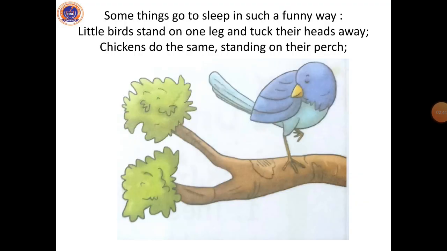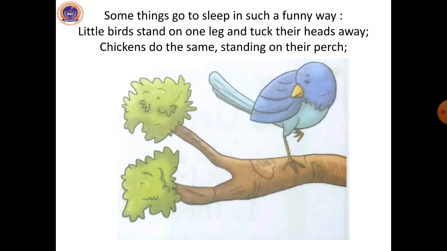The first one is the little birds. You can see on the screen the picture of the little bird. Now, how do the little birds sleep? The poet is saying that the little birds, while sleeping, stand on one leg and tuck their heads away. So, have you seen a bird sleeping? Yes. How does it sleep? A bird turns its head around, then tucks its beak into its back feathers, and then pulls its leg up to its belly before falling asleep.